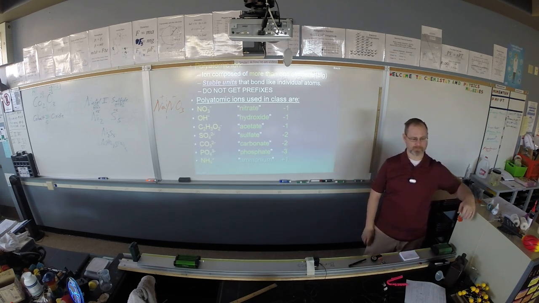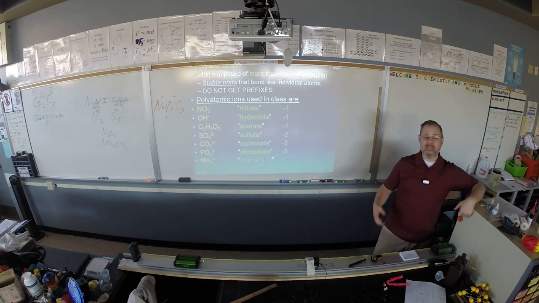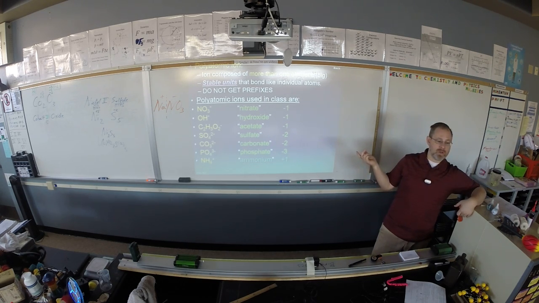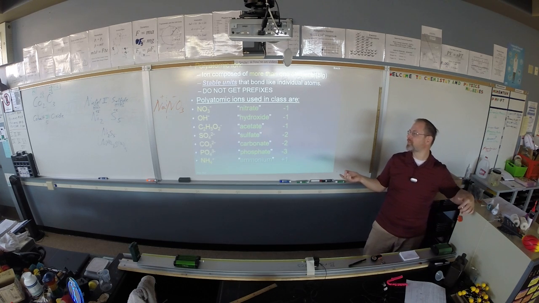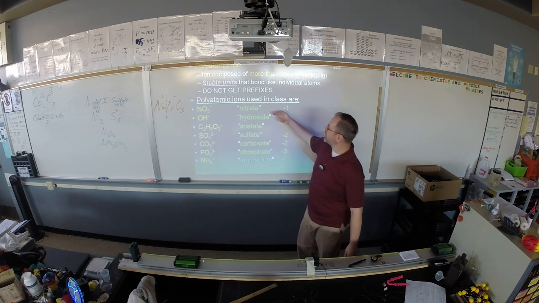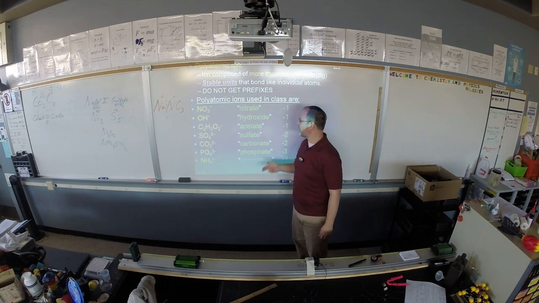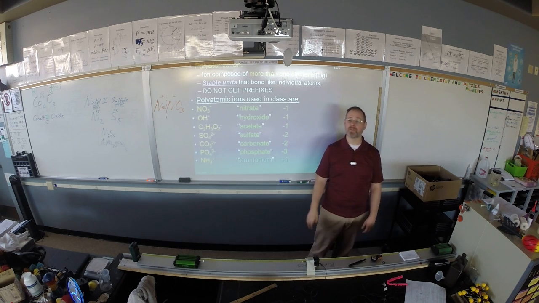What's the pattern? What do you see that's common in nitrate, acetate, sulfate, carbonate, and phosphate? No, there's something in the ion. Yeah, there's oxygen. Nitrate, acetate, sulfate, carbonate, and phosphate are all something with oxygen.